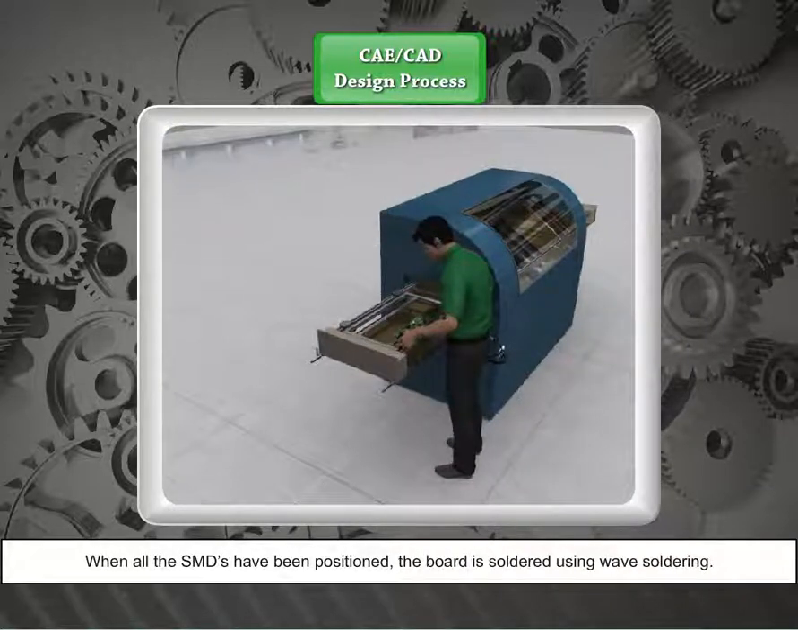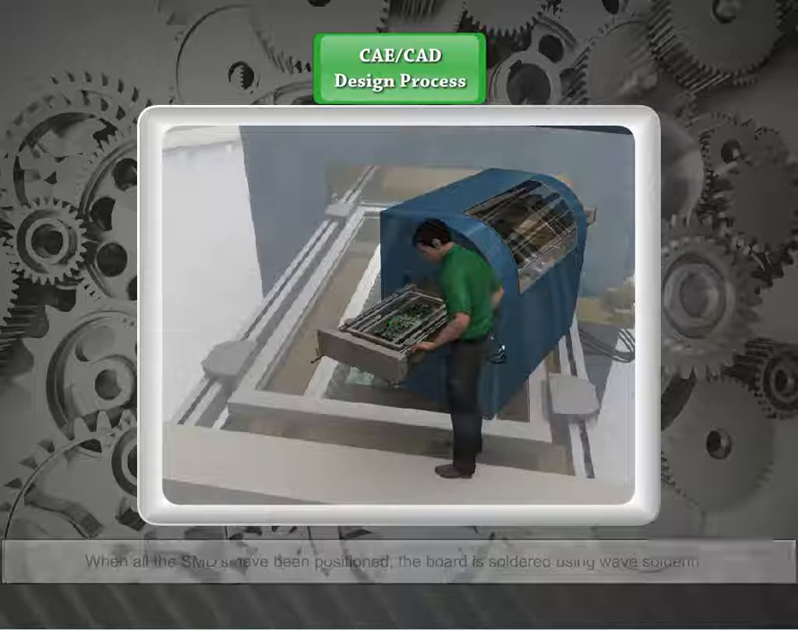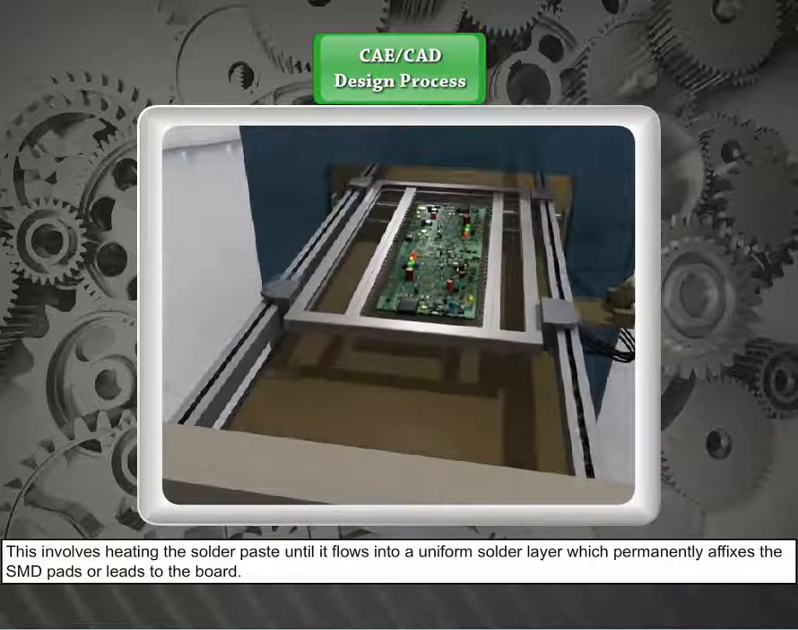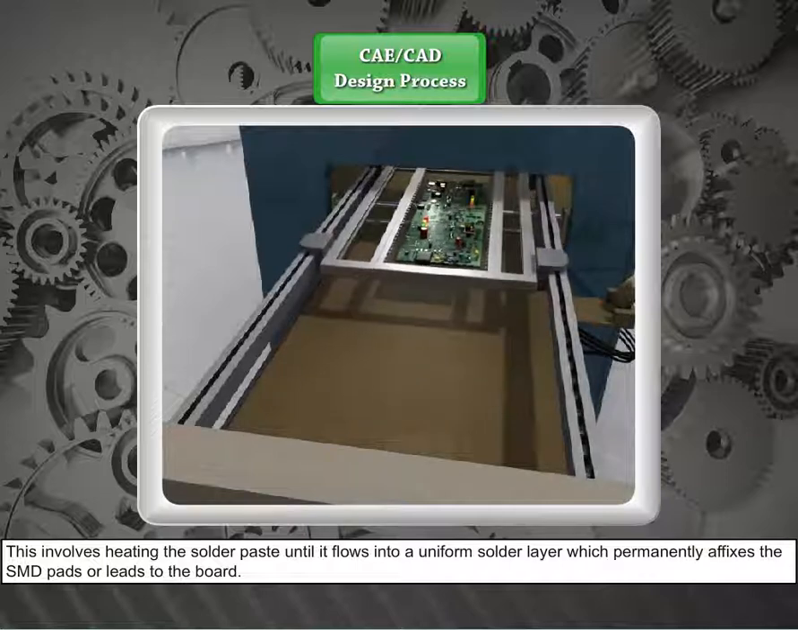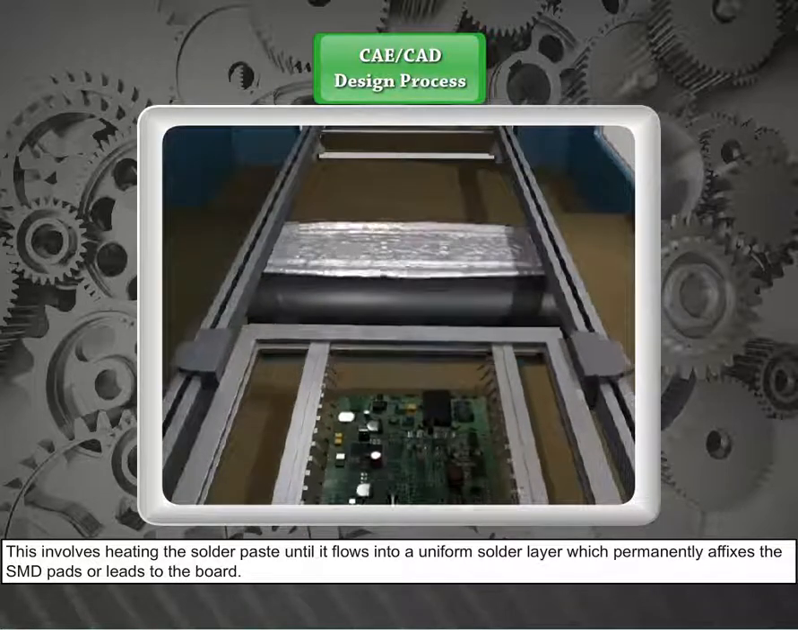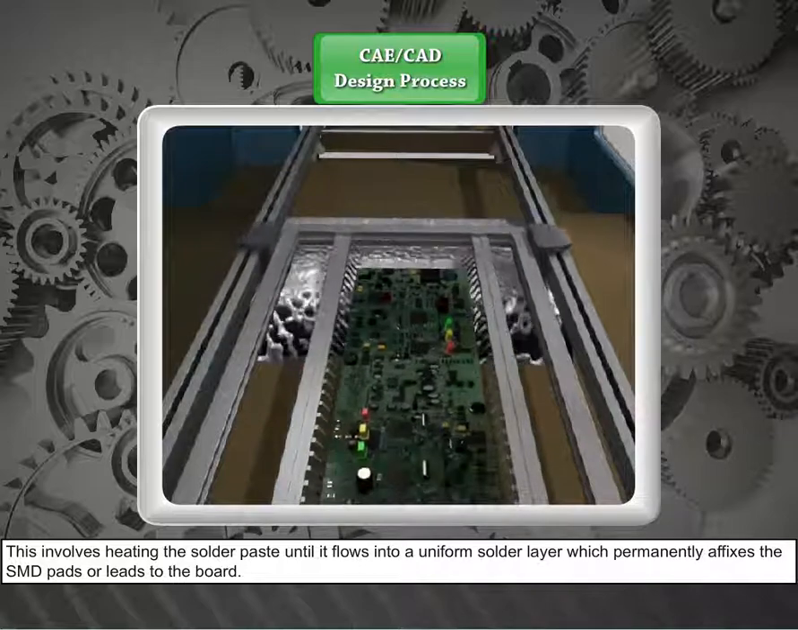When all the SMDs have been positioned, the board is soldered using wave soldering. This involves heating the solder paste until it flows into a uniform solder layer which permanently affixes the SMD pads or leads to the board.